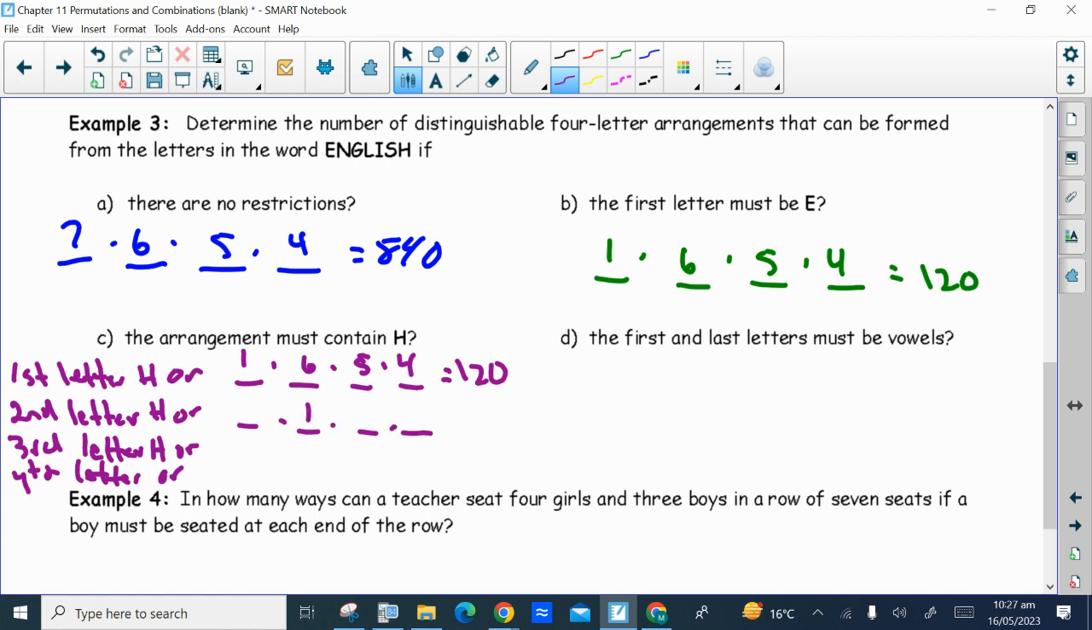Now we'd have a 1 for the second space. The second letter is the H, so there's only one choice for that. We started with 7 letters. We've used 1, so now we have 6 choices for the first letter. We already got 1 choice for the second. We'll have 5 for the third and 4 for the fourth. So that's also 120.